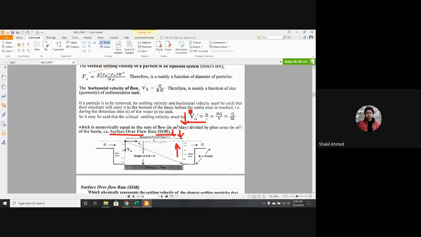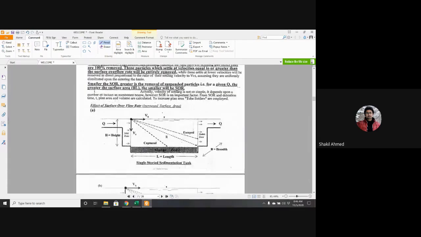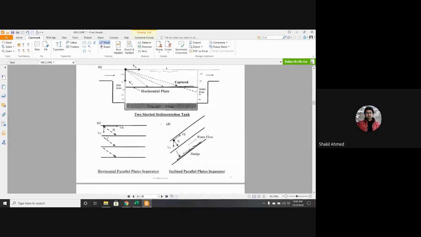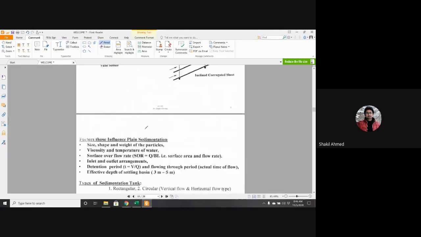And how can you reduce VCS? Look at this equation. If you increase B into L, either B or L, then you can reduce it. That means we have to increase the surface area. This surface area, we have to increase it. How can we increase it? One option is using multiple trays in parallel, or multiple tube settlers.